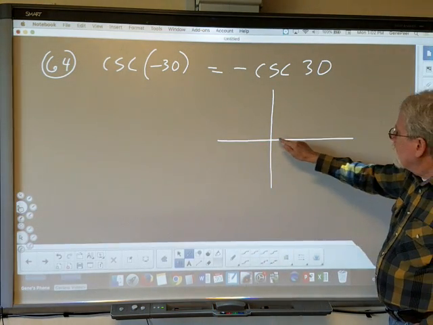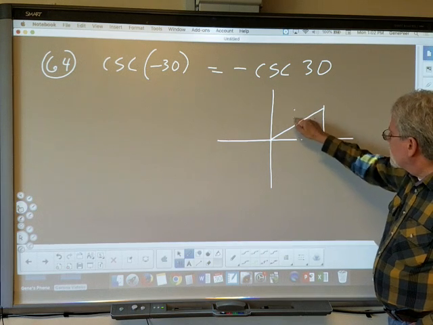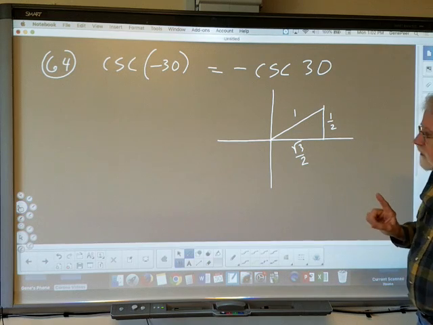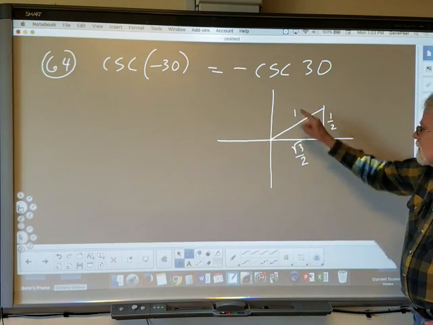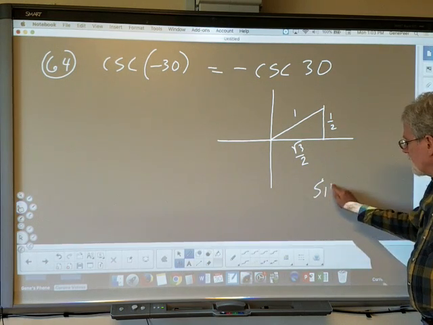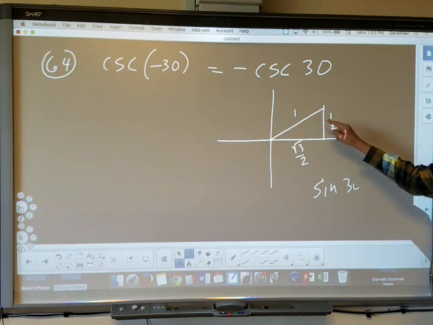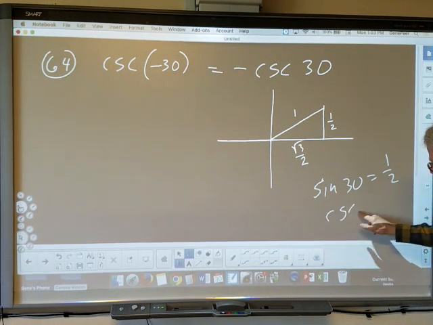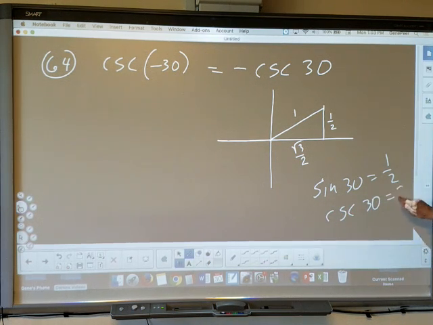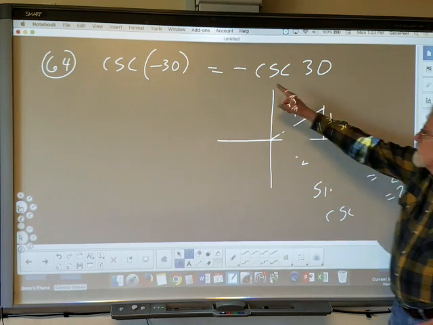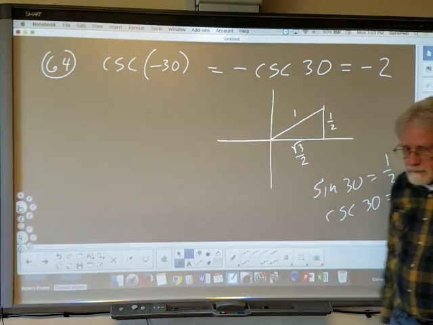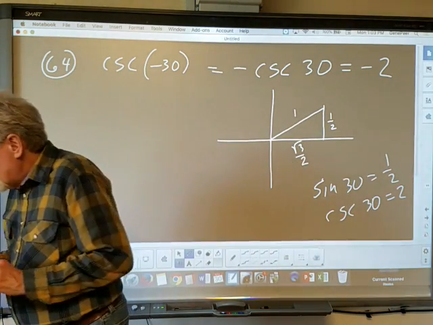What is the cosecant of 30? Well, here's 30. If that's 1, this is 1/2. This is square root of 3/2. Sine is opposite over hypotenuse. The sine of 30 is 1/2 over 1. But cosecant is the reciprocal of that. So cosecant of 30 is 2. But this says give me the opposite of 2. So we have a final answer of -2.